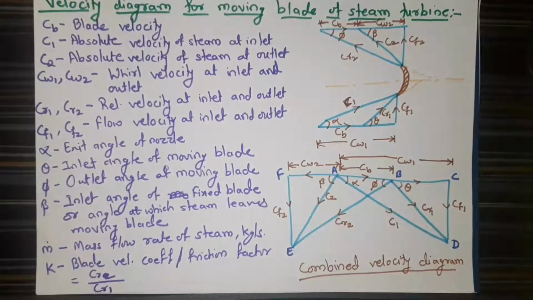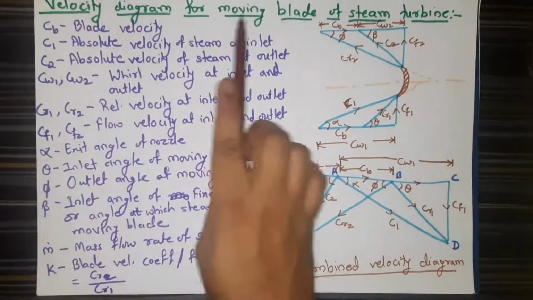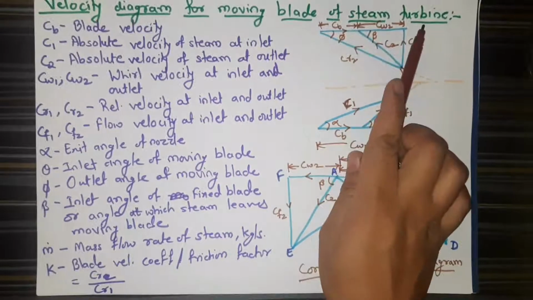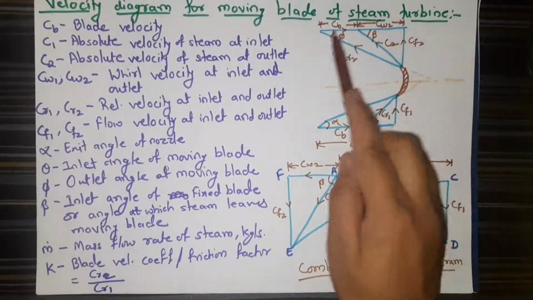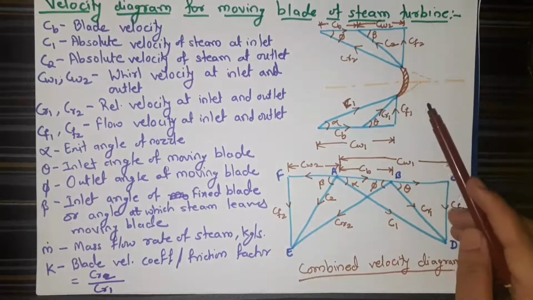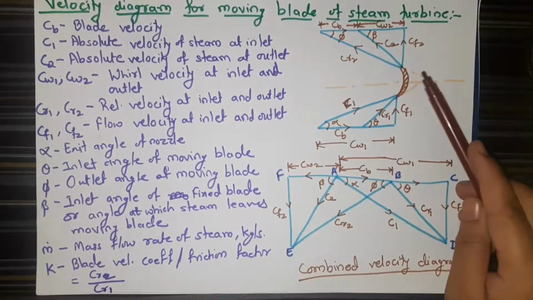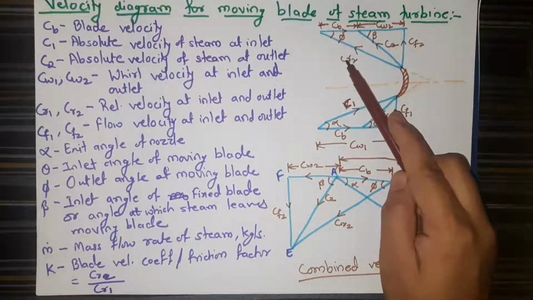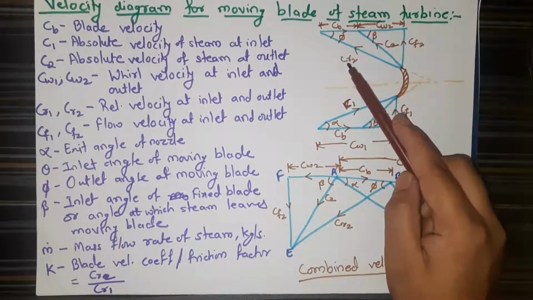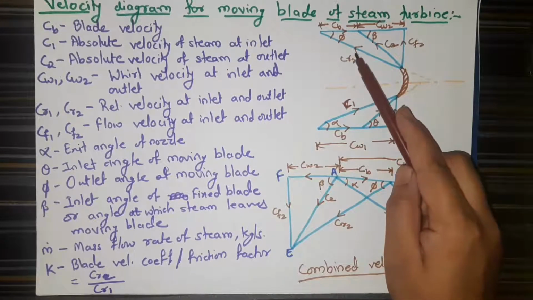Hello everyone. Today we will see another topic, that is velocity diagram for moving blade of the steam turbine. Here you can see the velocity diagram is same as the hydraulic turbines, except that instead of denoting velocities by V, we are denoting it by C.